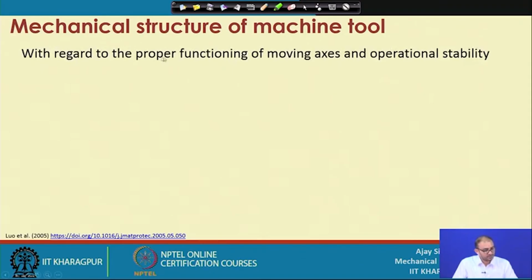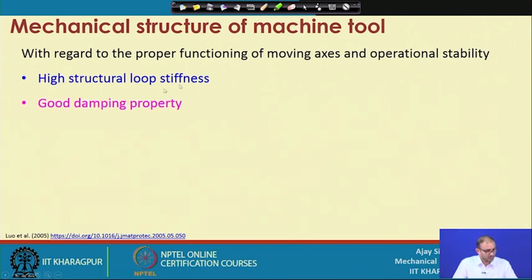Now, with regard to the proper functioning of the moving axis and operational stabilities, what we need is a high structural loop stiffness. We will see what the structural loop stiffness is. It should be high. High structural loop stiffness means whatever the assembly is, from tool side to down side and tool side to up side and the workpiece side to the down side, all things should work rigidly against the forces acting onto the tool and workpiece. Good damping property, that we have seen: once the vibrations are generated, they should diminish within the local area only, they should not propagate within the system. So, that is also important, that is good damping properties.